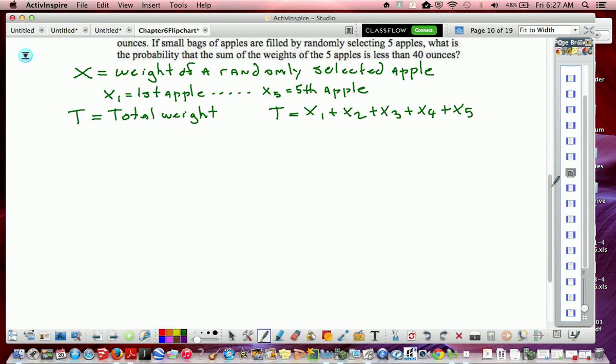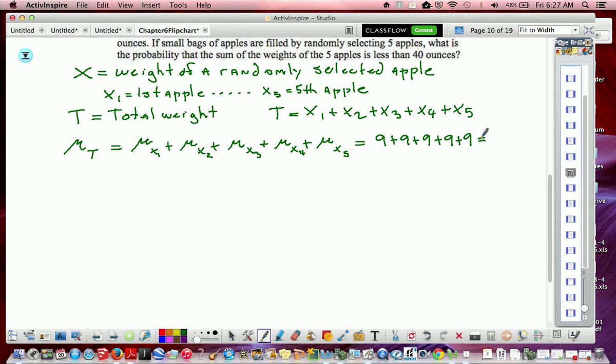So to get the mean of T, in this case, would simply equal the mean of x plus the mean of x plus the mean of x plus the mean of x plus the mean of x, for x1 through x5. But what we know is all of those means are equal to each other. So really, the mean is going to be 9 plus itself 5 times. Some of you are saying, well, couldn't I just go 9 times 5? In this case, you could. So the mean is 45 ounces.